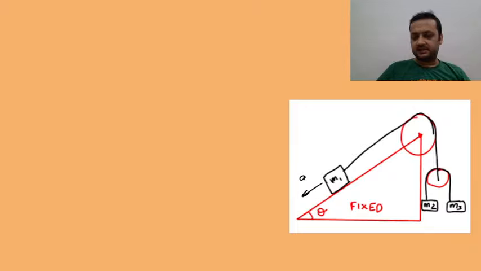So what is the gravity here? G sine theta. It's not G, it's G sine theta. So let's say tension is T over here. So what will be tension here? T by 2. And here also tension will be T by 2.